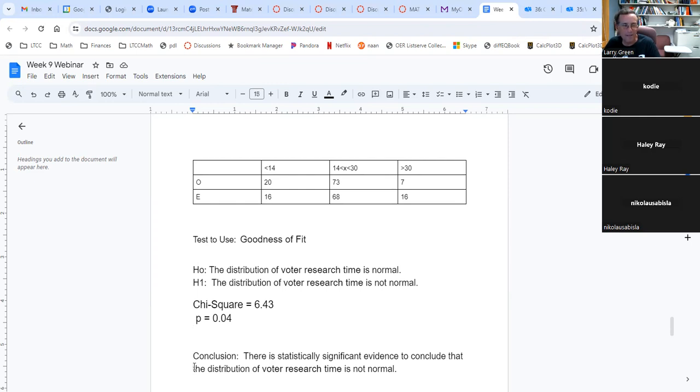Notice that this last line, the distribution of voter research time is not normal, is literally H1. The distribution of voter research time is not normal. So once you have H1 written down, it's much easier to come up with your conclusion. I do want to let you know, if you're asked in a chapter 9 or chapter 10 question, do not just write a sentence like this. For H0 and H1, you need to actually have symbols. Write the conclusion sentence, but not instead of the H0 and H1. Any questions on this whole chi-squared stuff? Any questions?